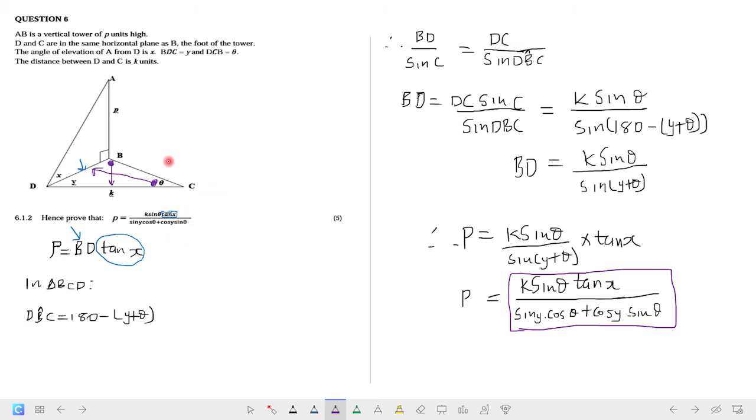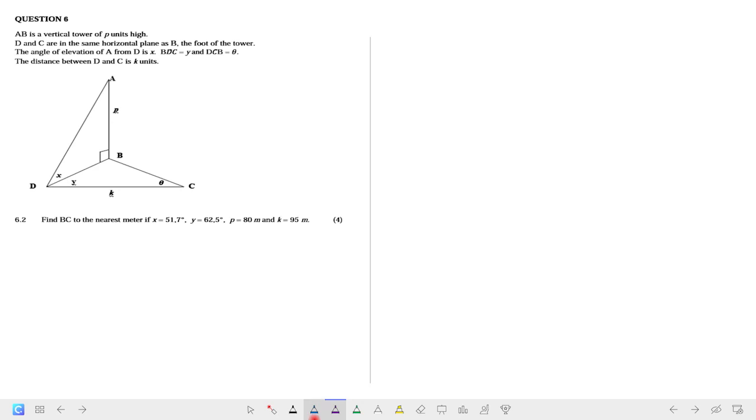Let's go ahead and look into the third one. Now the third question, which is the final question, says find BC to the nearest meter if x is 51,7, y is 62,5, and p is 80 and k is 95. All right, so now here, what is it that we're given? We're given y, x, k, and p, and they want us to find this one, right? Now, do you notice here that they didn't give us theta?